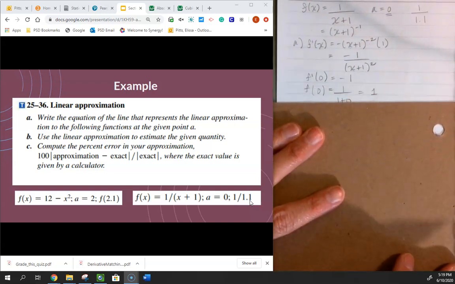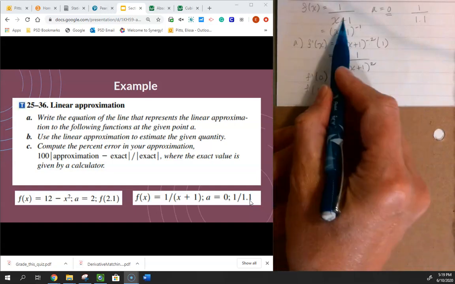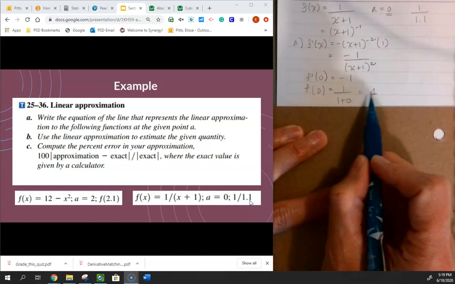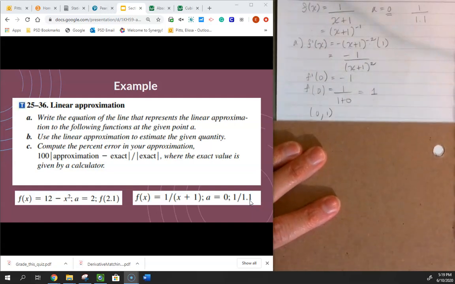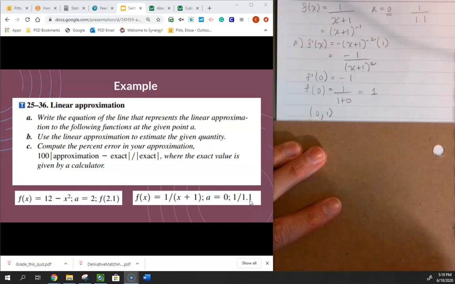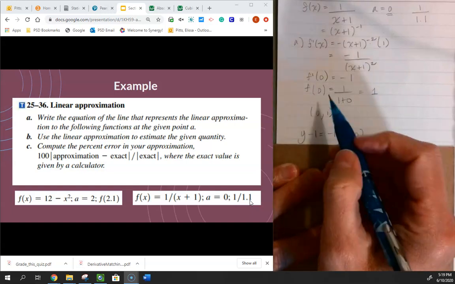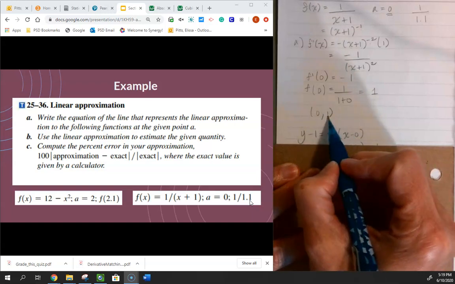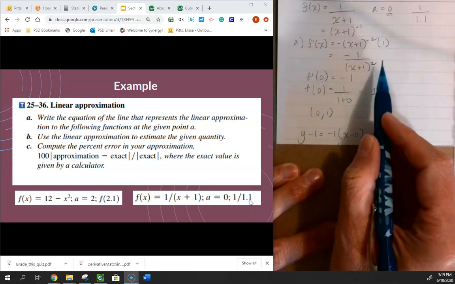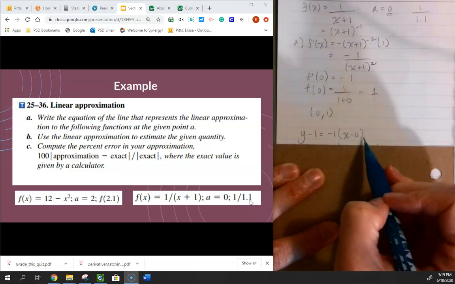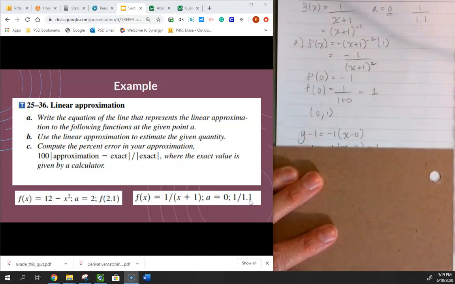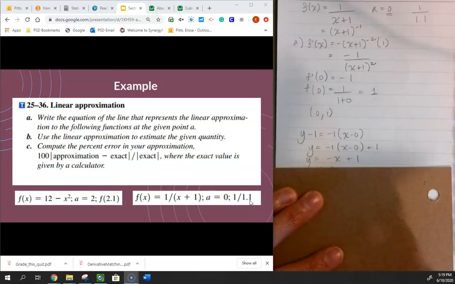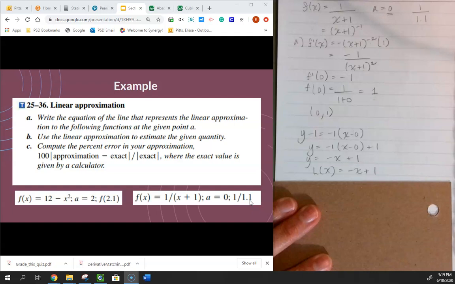We also need to find the point. So we put 0 into the original function to find the point. When we put 0 into the original function, we get out 1. So the point is 0, 1. Now we do our linear approximation, or find the equation of our tangent line. We take y minus the y value of the point equals -1 times x minus the x value of the point. And then just do some algebra and you get y equals -x plus 1. Your book is going to call that L of x.